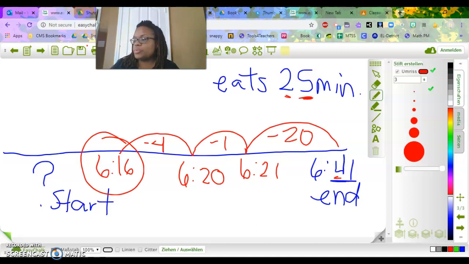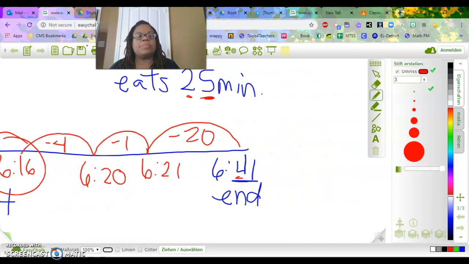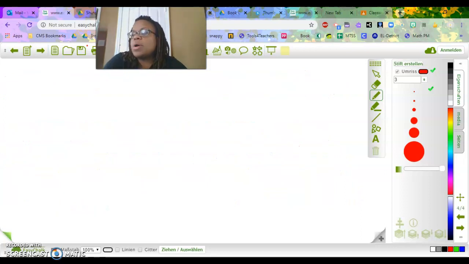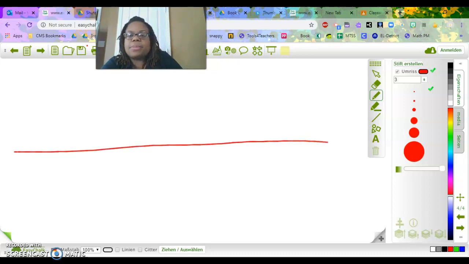Let's keep going on to number 4. Number 4 states that Justice woke up at 6:30. It took her 17 minutes to get ready for school. What time was she ready for school? So I'm starting off with my number line.